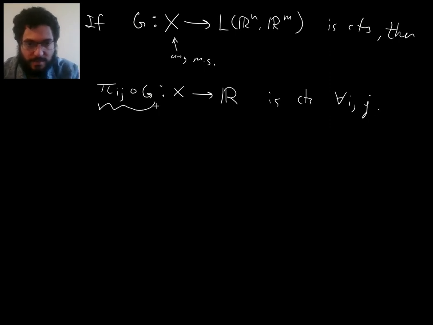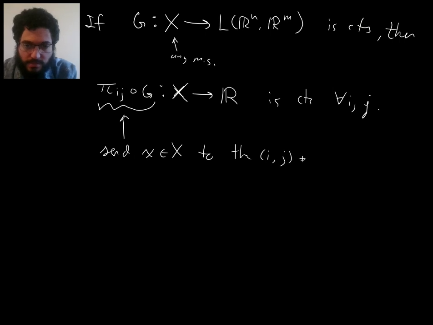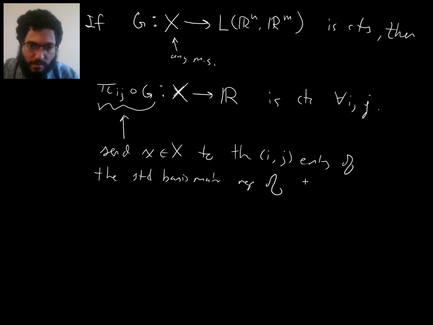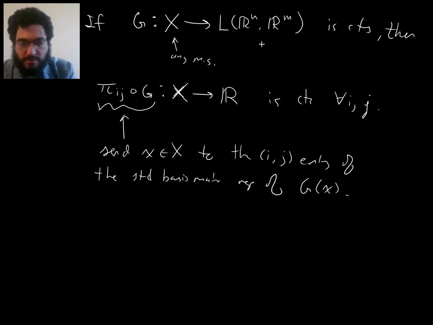And these maps send X, any X in the metric space that's the domain here, to the ij entry of the standard basis matrix representation of G of X. So if G is continuous from X to the metric space of linear maps, then when you look at these individual real valued functions on X, which are given by extracting matrix components out of G, well then all I times j of these functions are continuous. Now, what about the converse?